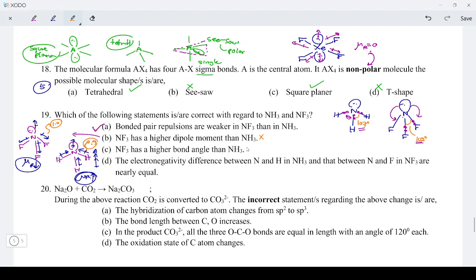NF3 has a higher bond angle, that is also wrong, as we discussed. And the last one, electronegativity differences are nearly equal. Yeah, that's true, nearly equal. This is a past paper MCQ. I don't remember exactly the year, but it should be around 2011 to 2019, previous syllabus. But still the points are valid. These are second unit points, still very important. So the answer is going to be A and D, answer 4.